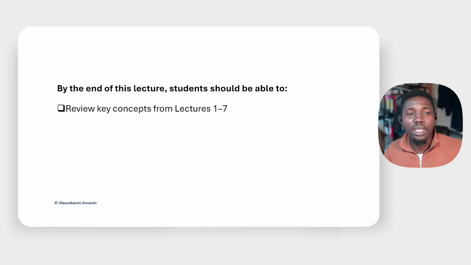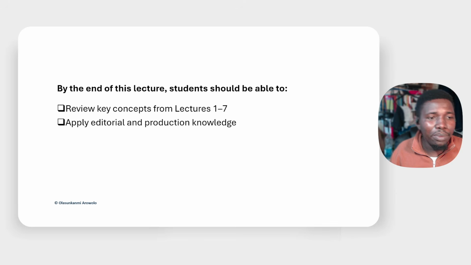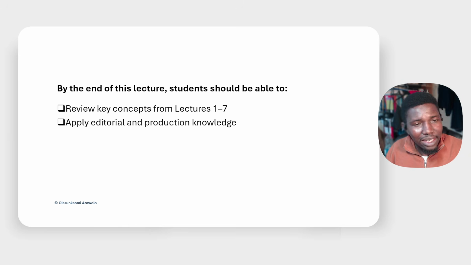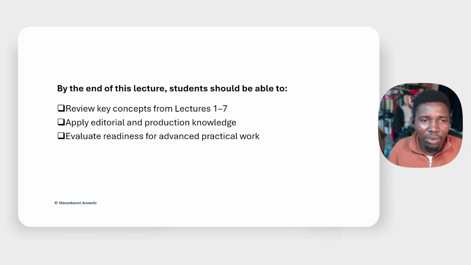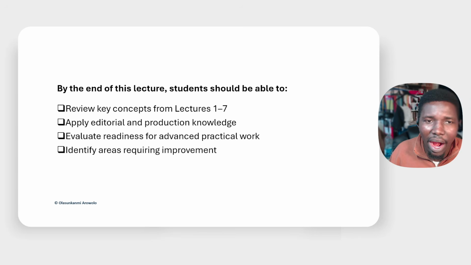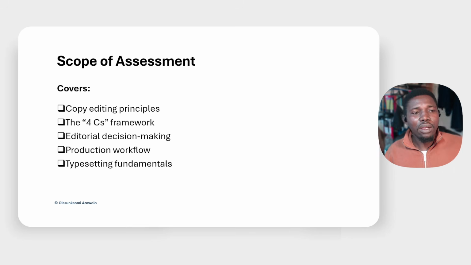So, while we'll be reviewing the key concepts from 1 to 7, we'll be applying some editorial and production knowledge that we already know. If you have not yet applied it to your ongoing work, you should look back and review your work. We'll evaluate the readiness for advanced practical work, and also identify areas requiring improvement. Now, these are the scope of our assessments. We'll look at the copy editing principles, what you've done so far, or the 4 C's framework, editorial decision making, production workflow, typesetting fundamentals. These are some of the areas I'll be looking at.